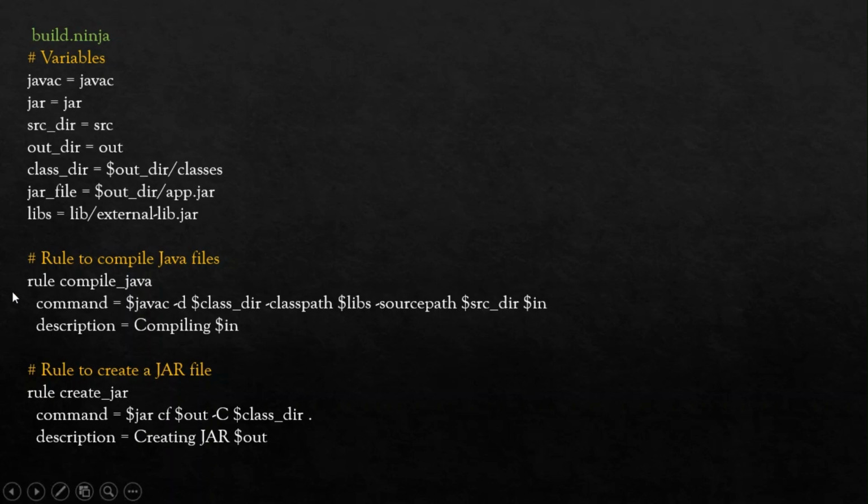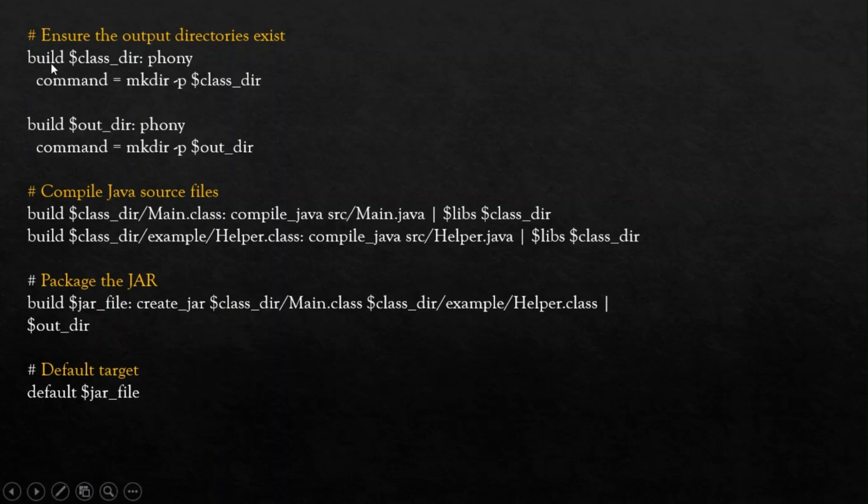So, writing these rules here: the main purpose of this rule is that it defines how to compile Java source files into .class files. And the purpose of this rule is to create the jar file. It specifies all the files which have to be added to the jar. Next, we will see what this build command will do.